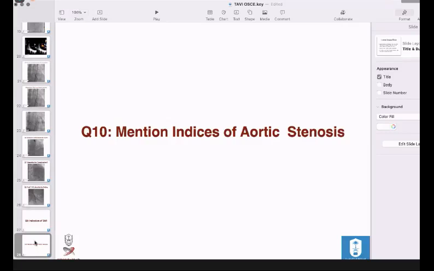Last question. A station that I can ask you about: they give you a scenario and echo findings, and then they will ask you about the indices for severe aortic stenosis. I want you to remember the indices for severe aortic stenosis, low flow, low gradient AS, and paradoxical low flow AS. I want you to remember those three because they're going to ask you about them in one of the stations.